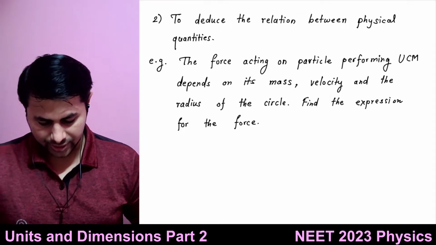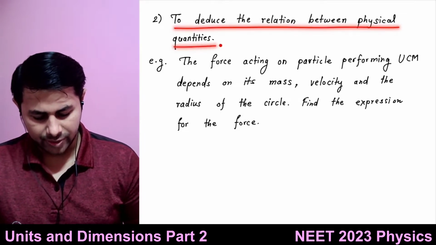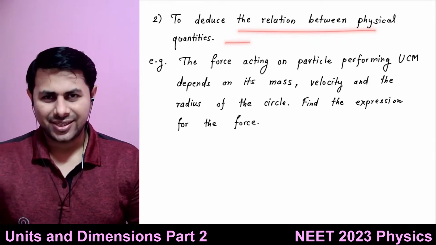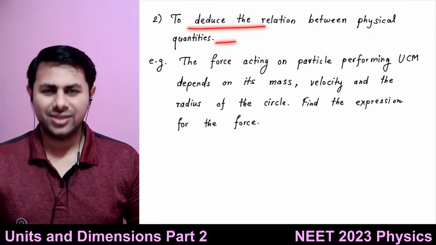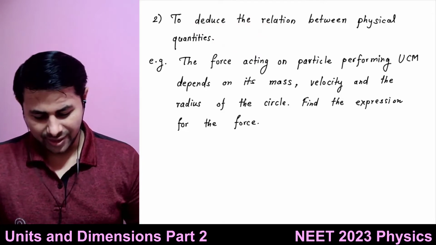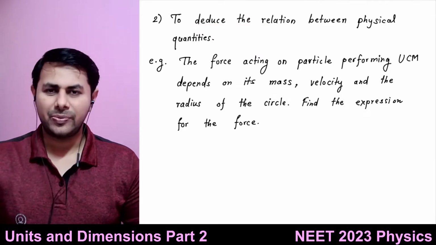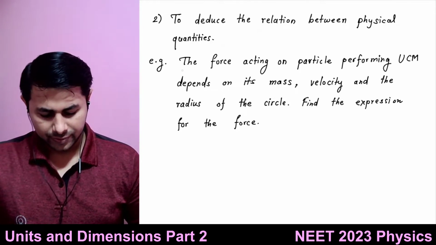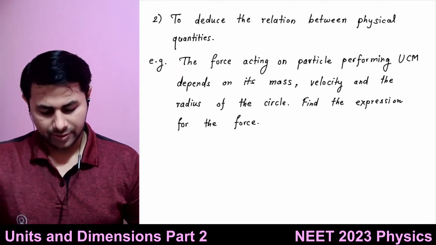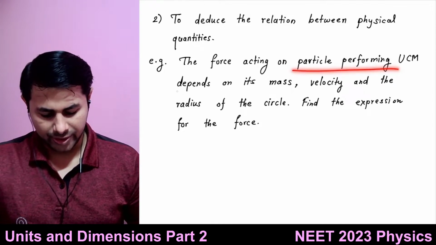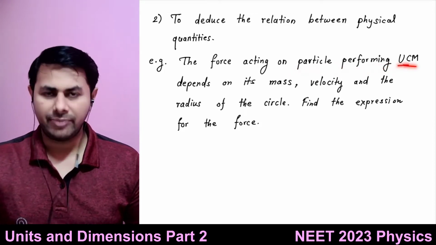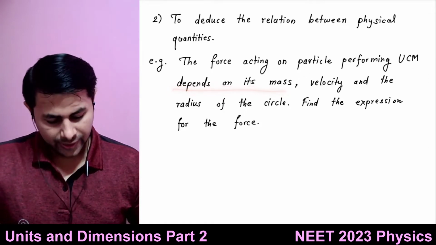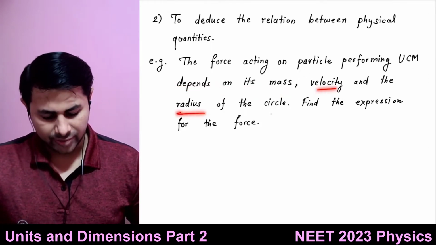The next use is to deduce the relation between physical quantities. As far as the NEET or JEE exam is concerned, this is the most important use: to deduce the relation between different physical quantities. So as an example, let's consider this problem. The force acting on a particle performing uniform circular motion, UCM, depends on its mass, velocity and the radius of the circle.